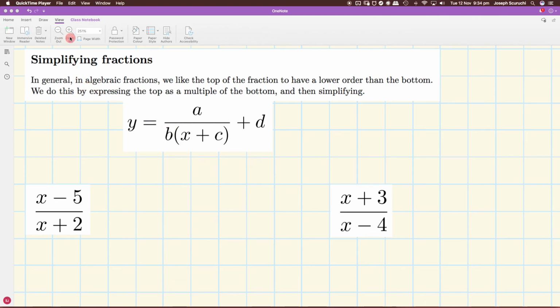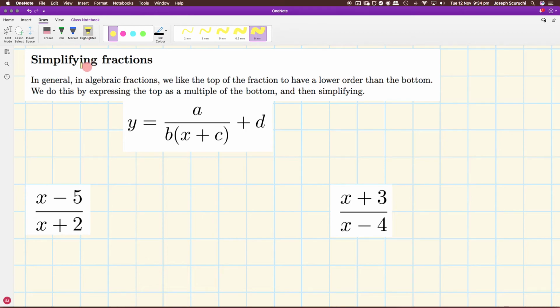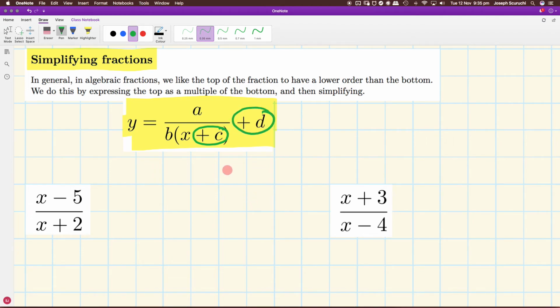So in this video, we're just going to cover what we did in class, and that was talking about simplifying fractions. So when we're dealing with rectangular hyperbola, we prefer our rules to look like this. And the reason why is because it's immediately evident what my vertical asymptote will be. In this case, it will be x equals negative c. And my horizontal asymptote will be y equals plus d. So these c and d make it very easy to identify what my asymptotes will be.